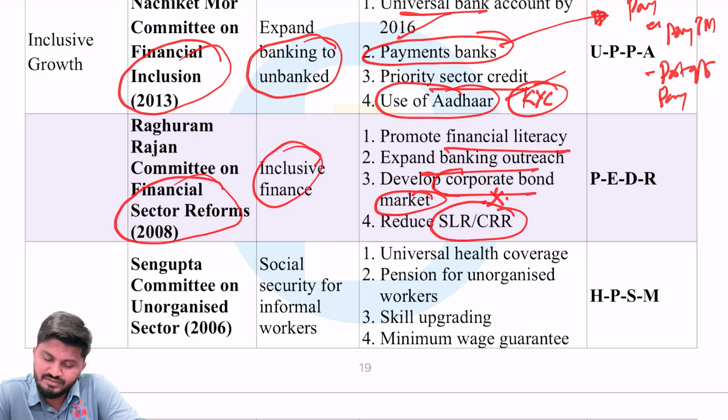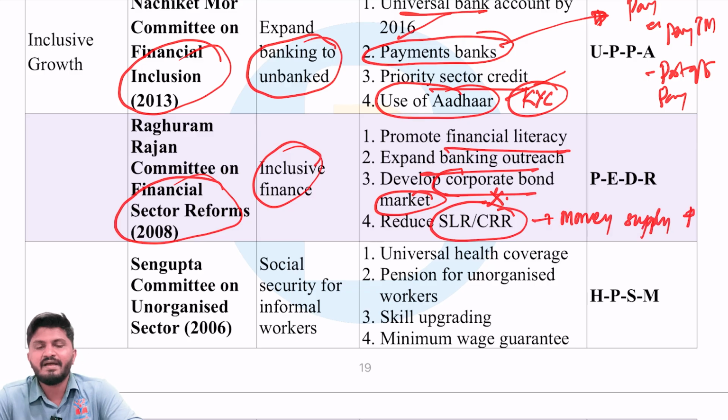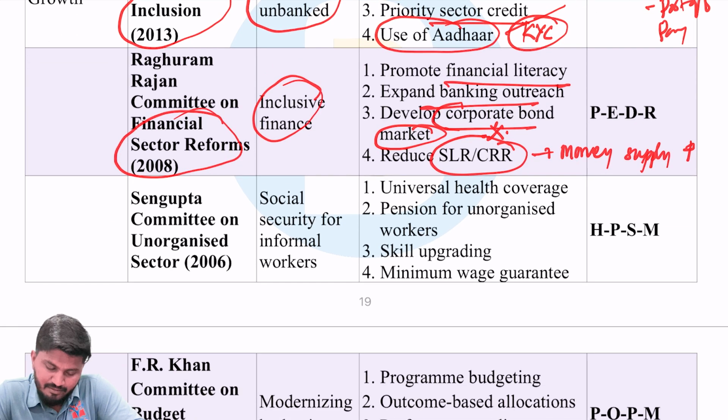Okay, so when you reduce statutory liquidity ratio and cash reserve ratio, it is going to increase the money supply. Okay, there will be more money in the hands of the banks. Now the banks can lend to more people, and more people can take the money from the banks and then invest in the economy. Okay, so these are the recommendations of the Raghuram Rajan Committee.